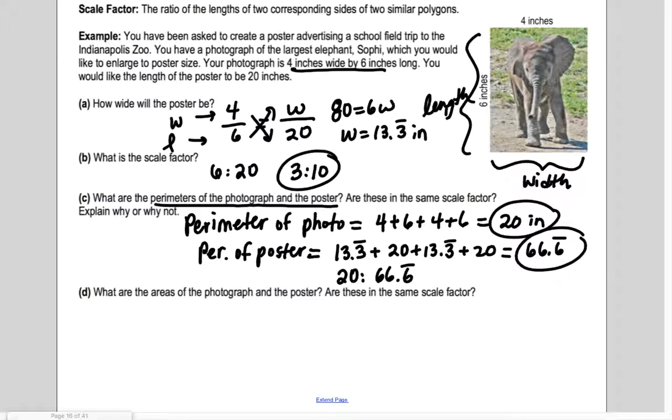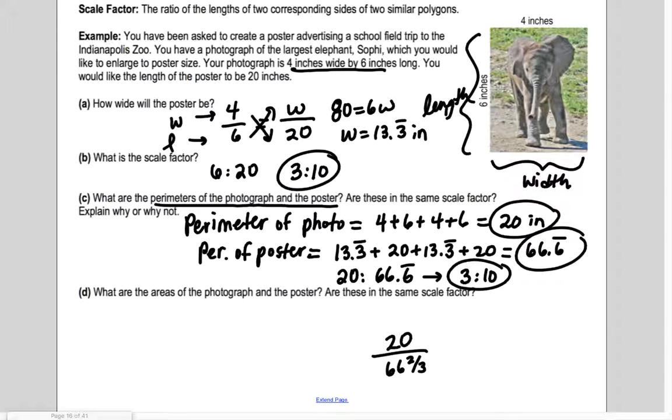So if I have 66 plus 0.6 repeating, I go ahead and put that into my calculator first. And then I do 20 divided by that. This is the same as 3/10. Right? Isn't that weird? Yeah, it's the same. Try it on your calculator. 20 divided by 66 2/3 is what we're doing. That actually reduces to 3 over 10.